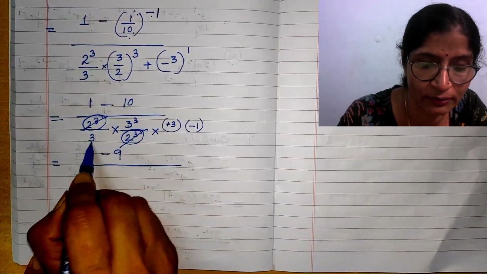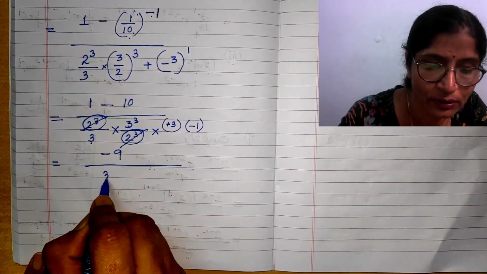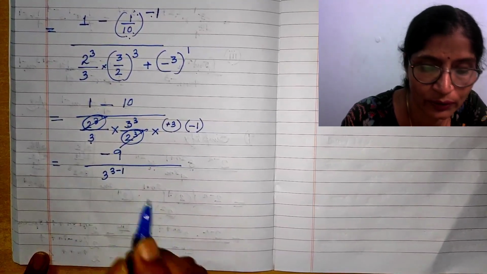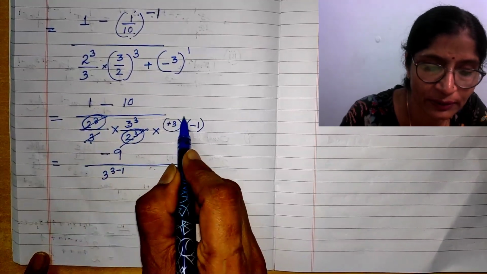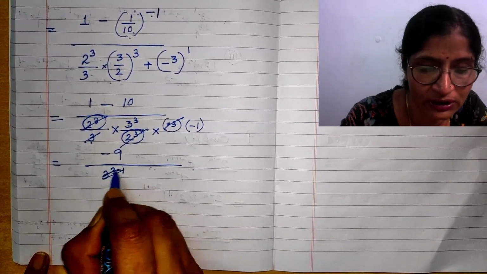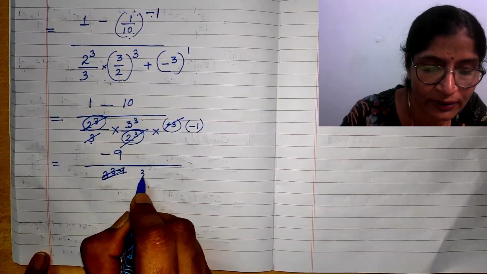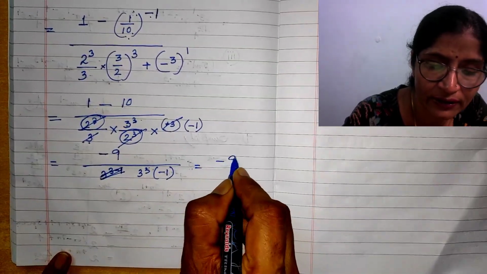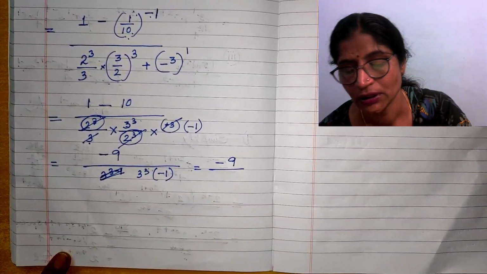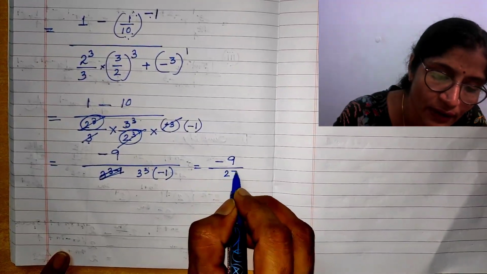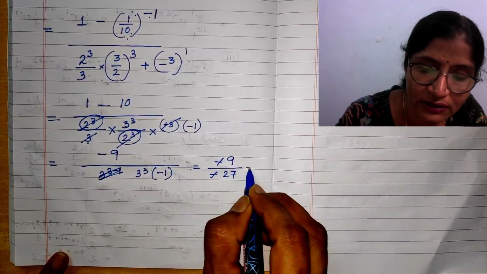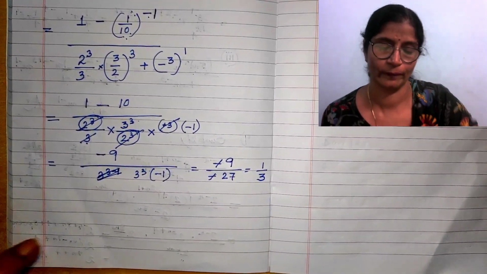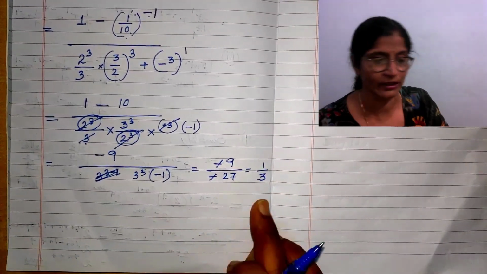and 3 to the power 3 divided by 3, so it is equal to what? 3 to the power 3 minus 1 you can write, or you can do one thing, this will be cancelled by this, so what is left? Only 3 to the power 3 into minus 1, and that is equal to what? Minus 9, and 3 to the power 3 is 27, and this is minus, so minus minus cancel, it is 1 divided by 3. So your answer is 1 by 3.